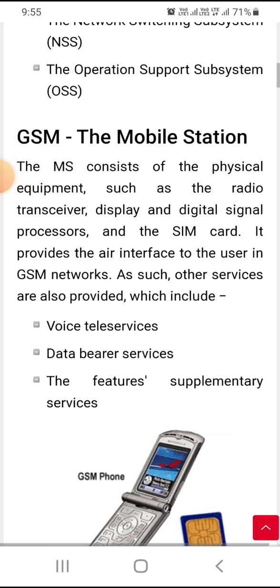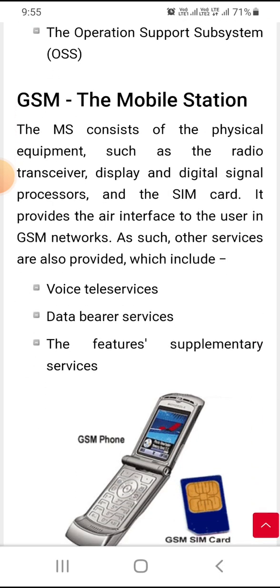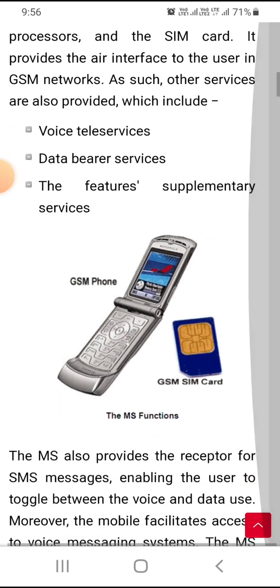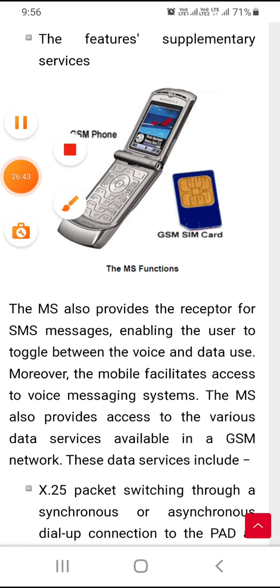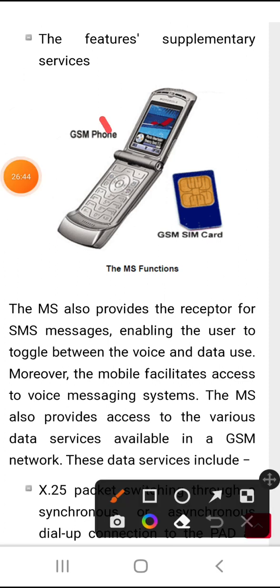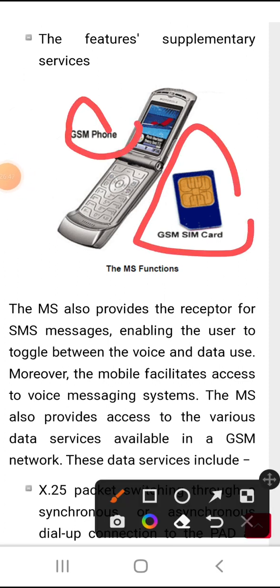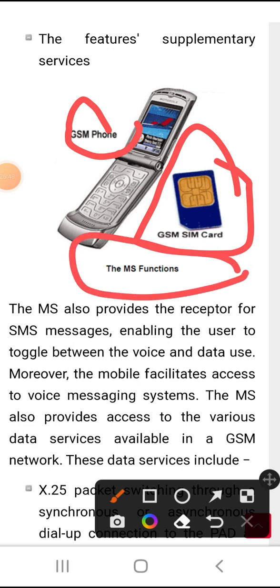The GSM mobile station. The mobile station consists of the physical equipment, such as the radio receiver, display and digital signal processor, and the SIM card. It provides the air interface to the user in the GSM network. It also provides other services, which include voice teleservice, data bearer service, and supplementary services. This is the GSM phone. If you want to look at the GSM SIM card, this is the MS function.